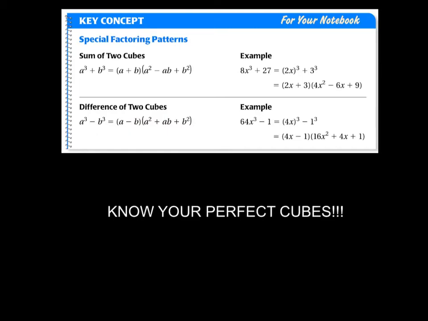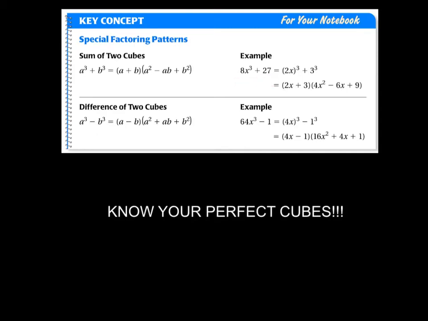The goal when factoring the sum or difference of two cubes is first to identify perfect cubes. A good way to do this is to know your perfect cubes. This is something you should memorize, the same way you know what perfect squares look like. If we look at the sum of two cubes here, we have a to the third power plus b to the third power. In the example, we have 8x cubed plus 27.